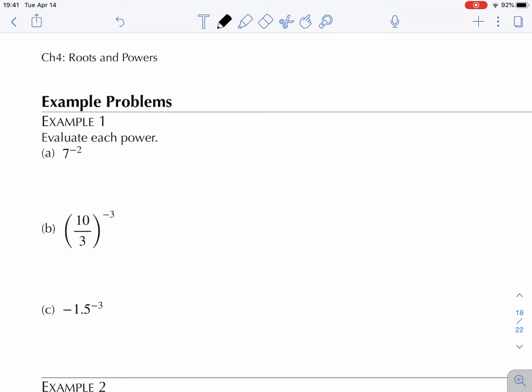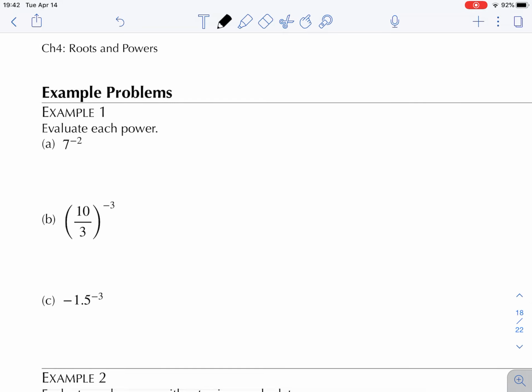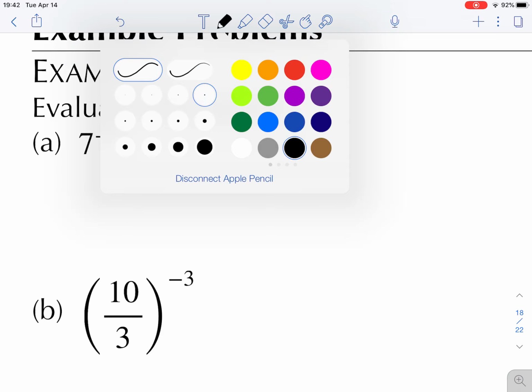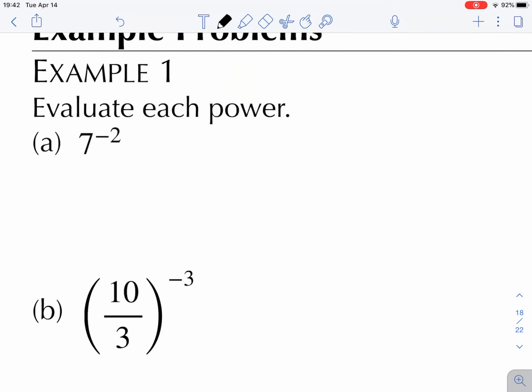Let's take a look at section 4.5, negative exponents, the example problems. Example 1, evaluate each power. 7 to the power of minus 2. All right, so let's take a quick look at what this equals.